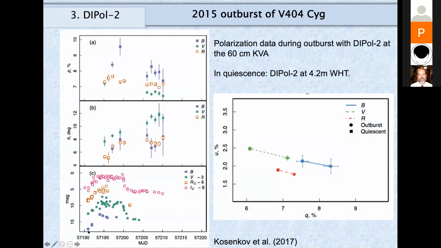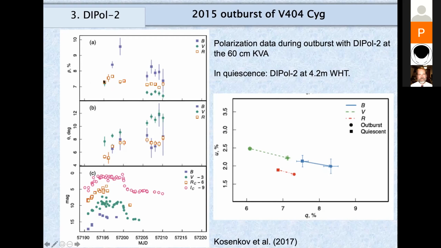As you see here, this is the optical light curve. Basically the object died within a month. Normally, the outbursts last much longer. On the upper panels, you see polarization in 3 different filters, B, V, and R, and the polarization angle. We observed this object with DIPOL-2, which was introduced yesterday by Andrei Berdyugin, at the 60 centimeter KVA telescope at La Palma. And after a while, when the source dimmed and went to quiescence, we observed it with a bigger telescope, the 4.2 meter William Herschel Telescope, with the same instrument.